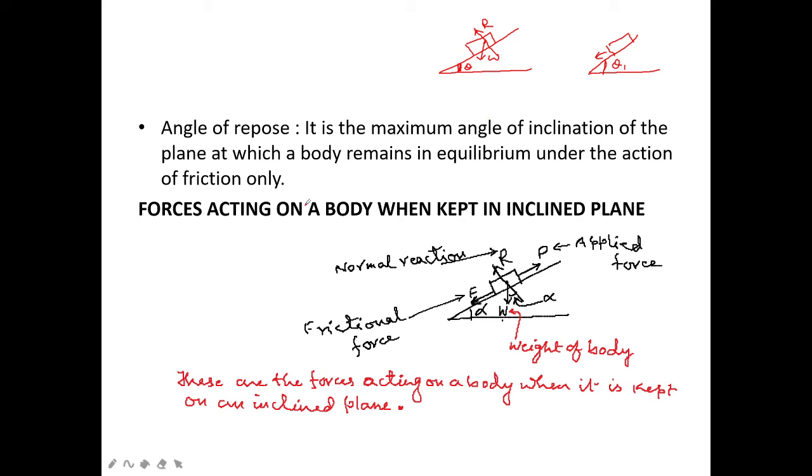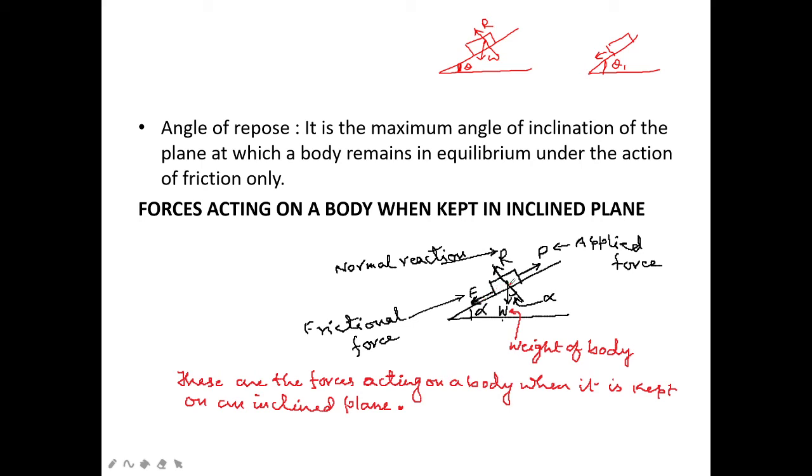Now, forces acting on a body when kept in an inclined plane. What are the forces acting on a body when it is kept in an inclined plane? Now, this is the inclined plane. The angle between the horizontal and the inclined plane is alpha. Now, the forces are: this is the applied force, this is the normal reaction normal to the inclined plane, and there is a weight of the body acting vertically downward, and F is the frictional force.